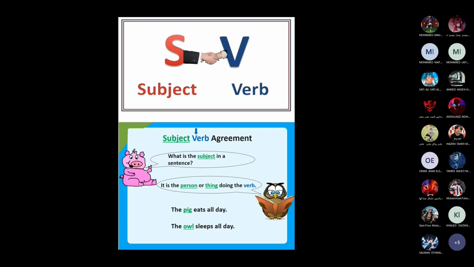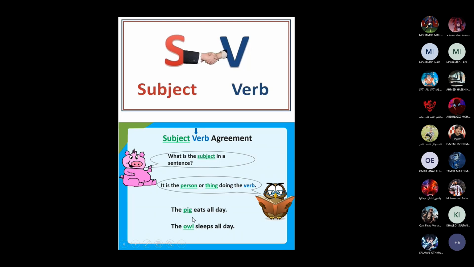So let's see that. What is the subject in a sentence? The subject, as we discussed before, is a person or thing doing the verb. So that subject must agree with the verb, and the verb must agree with the subject. Each one of them has to agree with the other.